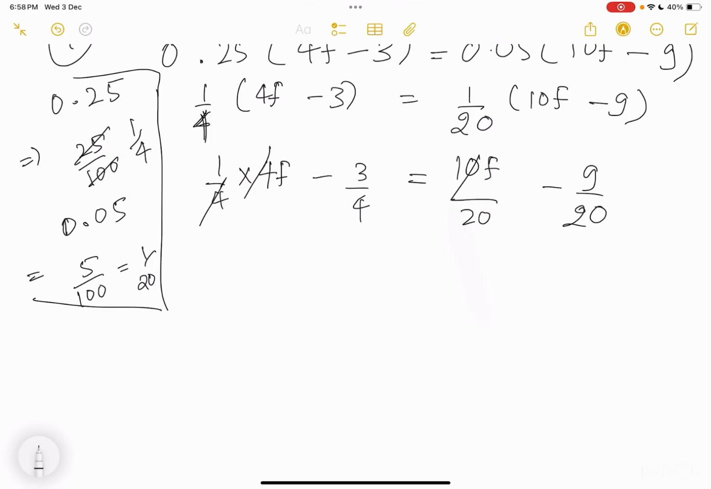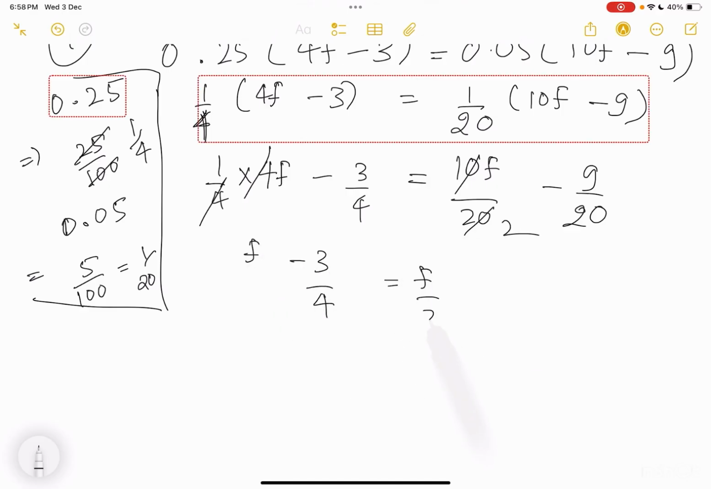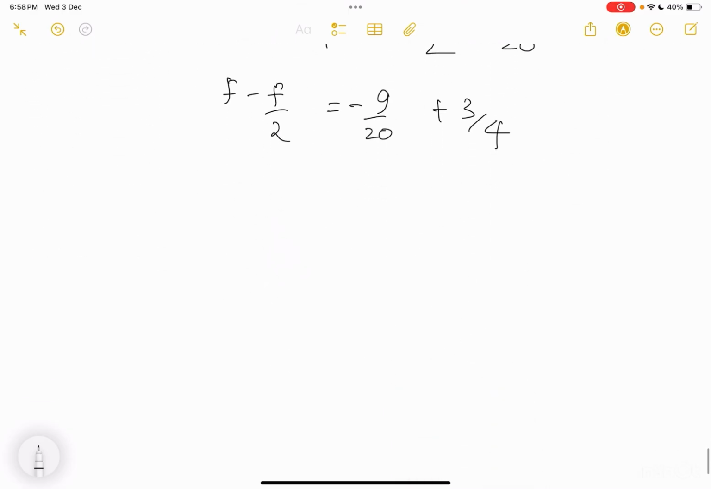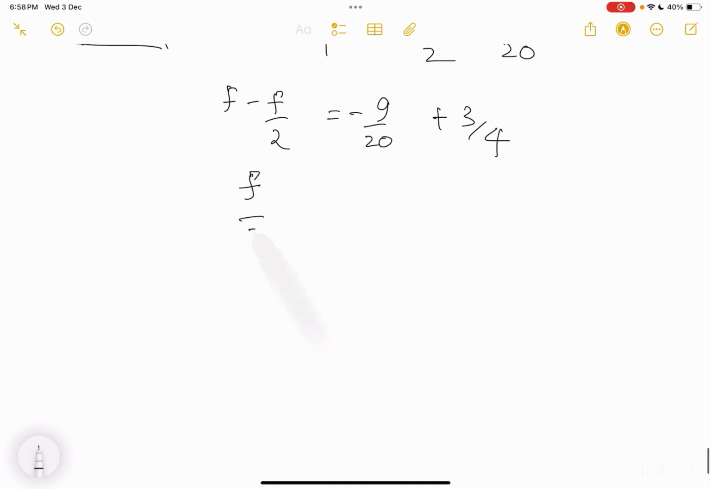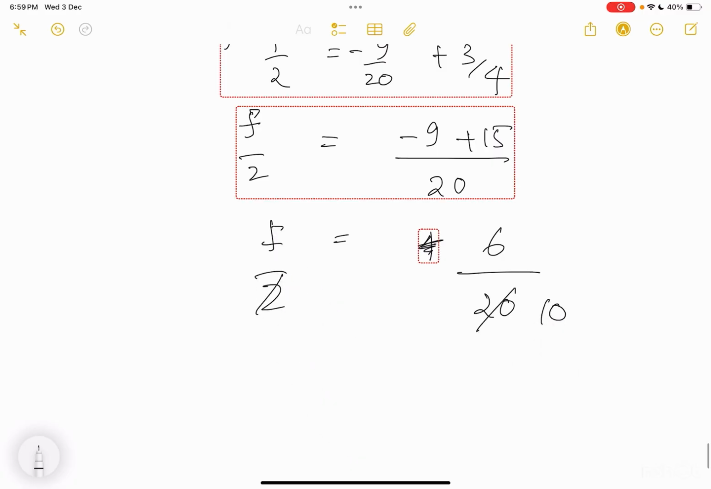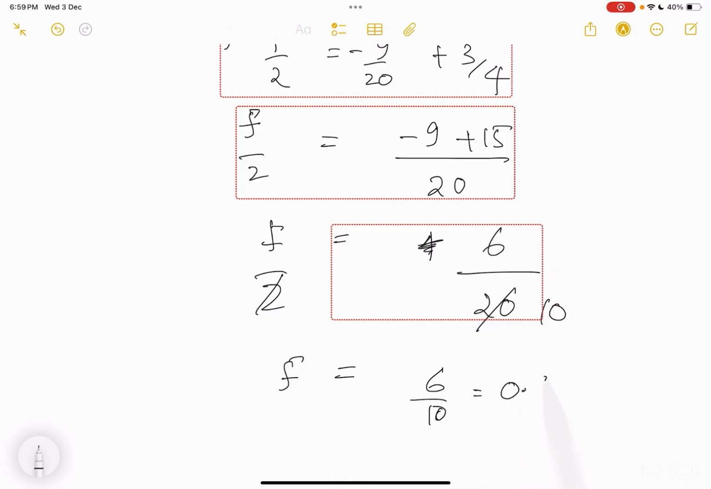Cancel this. This will be 2F minus 3 by 4, F by 2 minus 9 by 20. The same strategy: variables one side, constants one side. This is F by 2. Take the LCM. Answer is 6 by 10. You can simplify it more, 0.6.